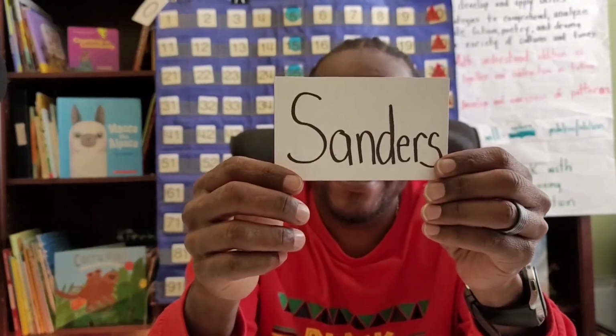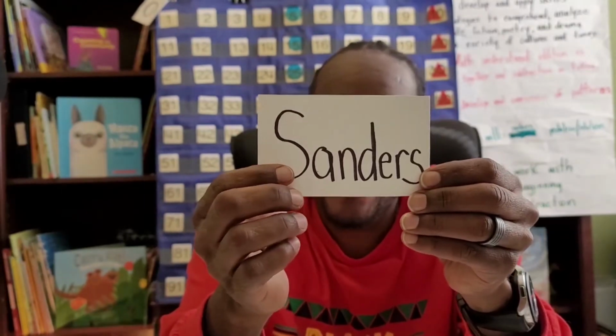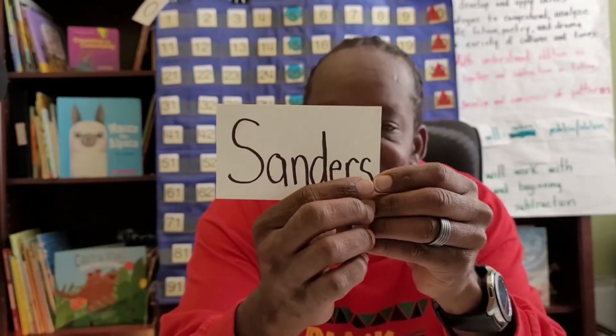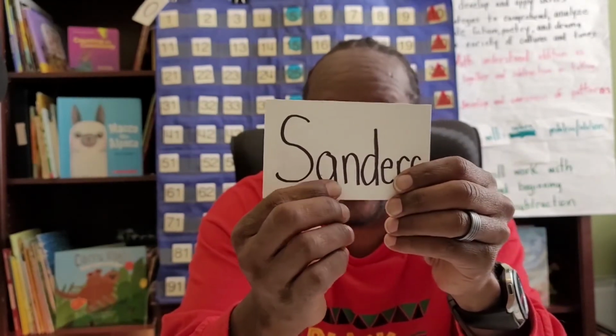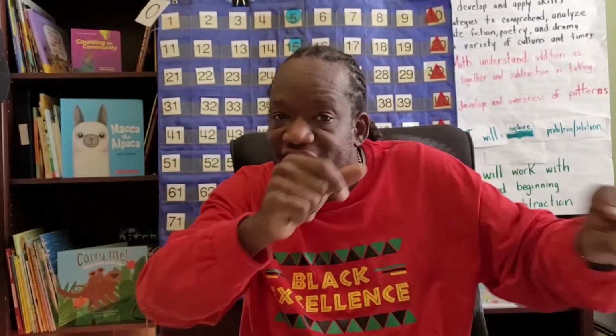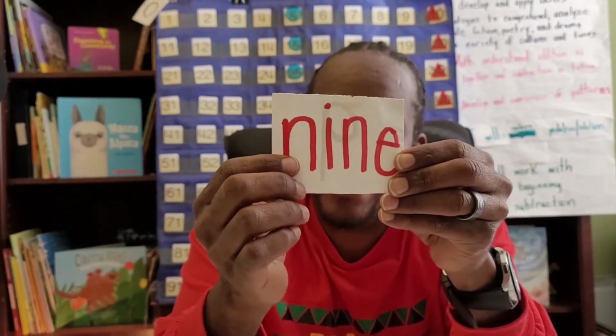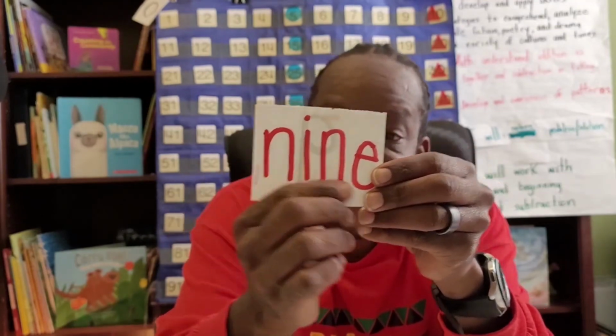Our last word. What word is this? Sanders. Dr. Sanders. Let's spell Sanders. S-A-N-D-E-R-S. Oh, somebody said they saw the word and. You did see the and. But since it's not by itself, it's not there. Sanders. S-A-N-D-E-R-S. We have one more word. What word do we have? Nine. That's right. Let's spell nine. N-I-N-E. Nine. Room 9. The largest classroom in the region.